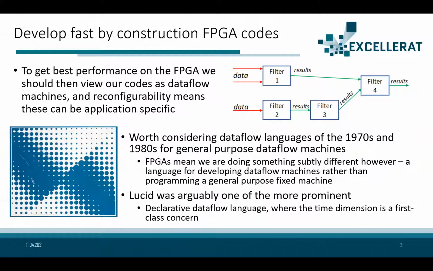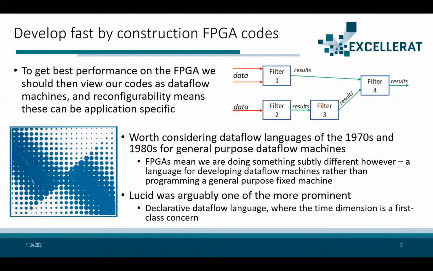It makes quite a lot of sense to look back into history at some of the languages that were developed back at that time for programming these general purpose data flow machines. And what can we learn from them, and how can we apply them to our modern FPGA technologies? And arguably one of the most prominent languages back in the day for programming these machines was Lucent. So this is a declarative data flow language where the time dimension was a first-class concern. So looking at the progression of data over time explicitly. And this was rather popular and quite successful.